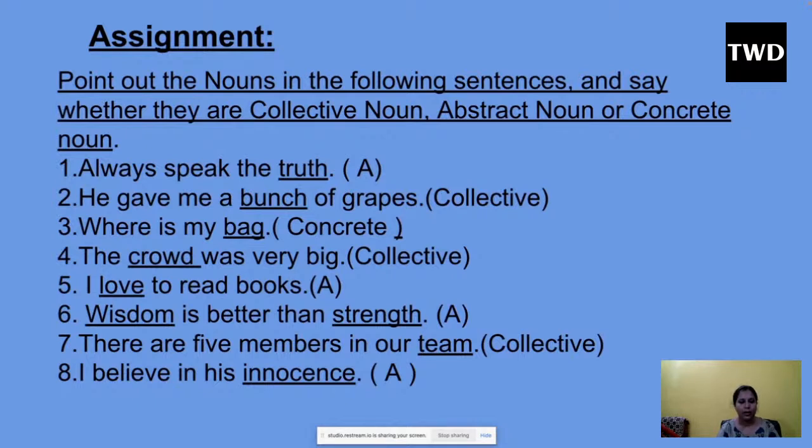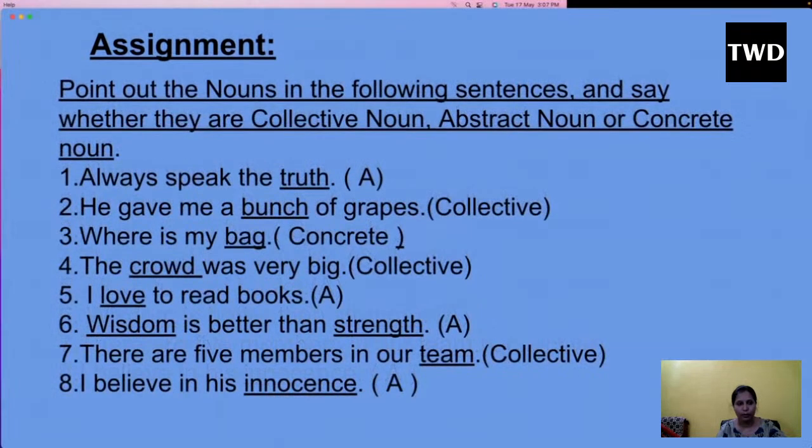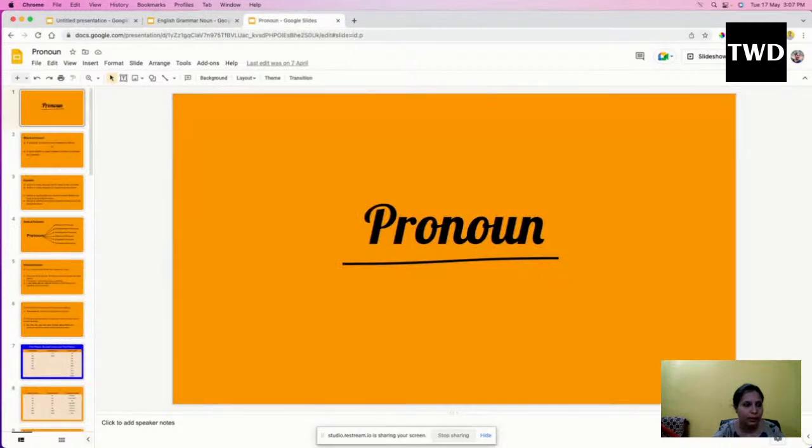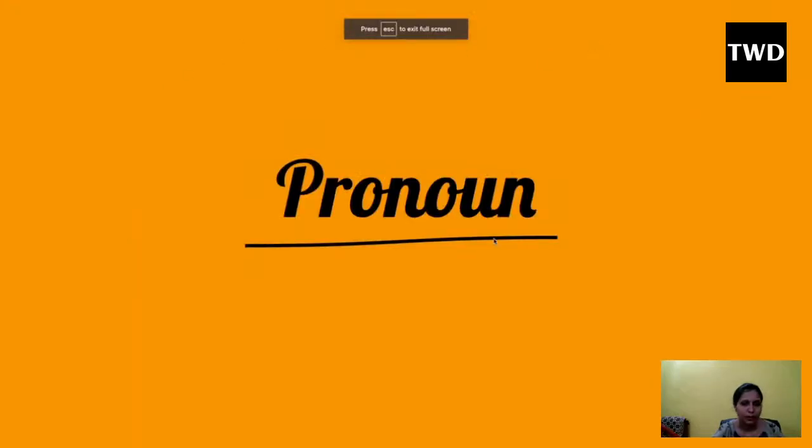Yes, and till now we are done with the noun part. Now we will move to the pronoun part, because that is something very important. Any doubt, people, in noun? Anybody? Okay, so we will move to the pronoun part.